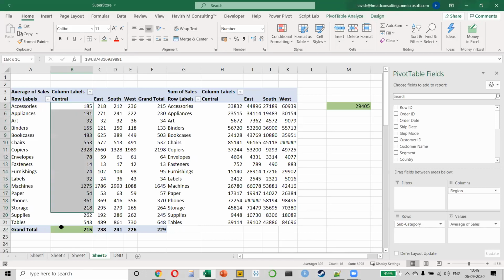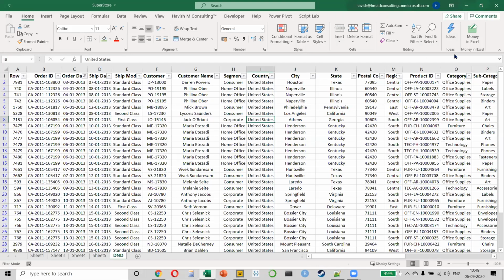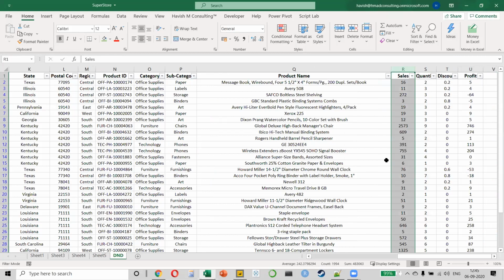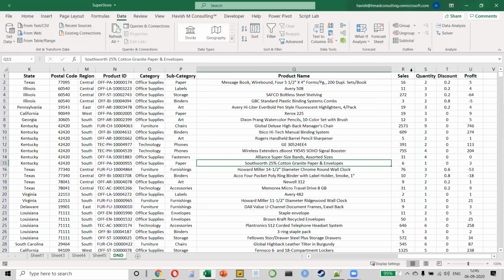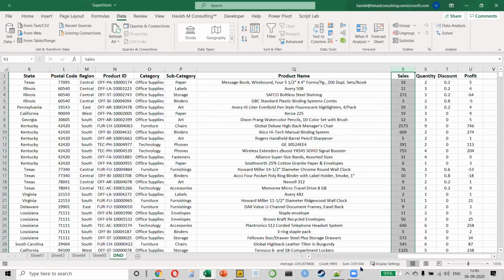All of you can see this. It is the average of all the transactions. 215 is simply the average of all transactions. Simple. Basically, what is the total sales for the entire company? Let me remove my filter first. The total sales for the company is 22,91,000.